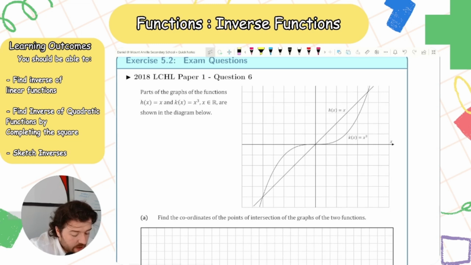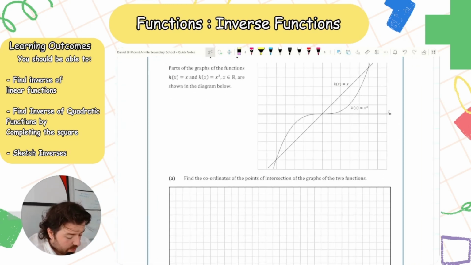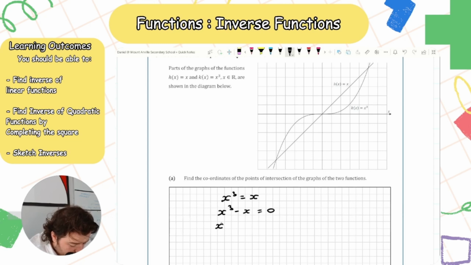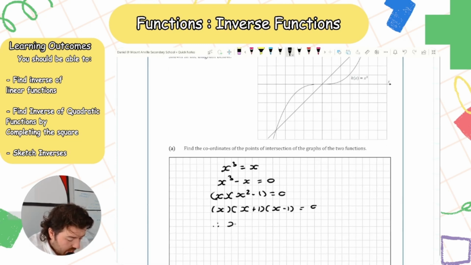So let's have a look at this one here. Parts of the graph of the functions h of x equals x and k of x equals x cubed are shown. Find the coordinates of the points of intersection of the 2 graphs. So I need to find where these intersect, so I let them equal each other. I have x cubed minus x equals 0. Factor out an x, I'm left with x squared minus 1. This is x times, the difference of 2 squares, (x plus 1)(x minus 1), equals 0. Therefore x equals 0, x equals minus 1, and x equals 1.